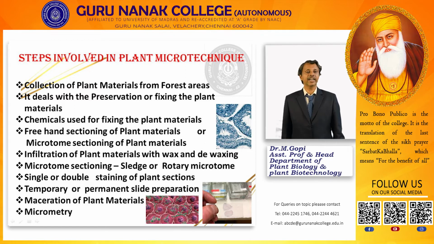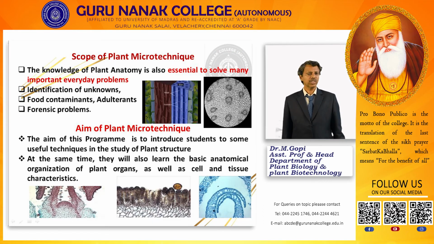The third category, maceration of plant materials. Maceration is a technique by which you can isolate the elements from all the living organisms. The last one, micrometry. You have to identify and measure the material size, and that is called micrometry. Next one, scope of the plant microtechnique.